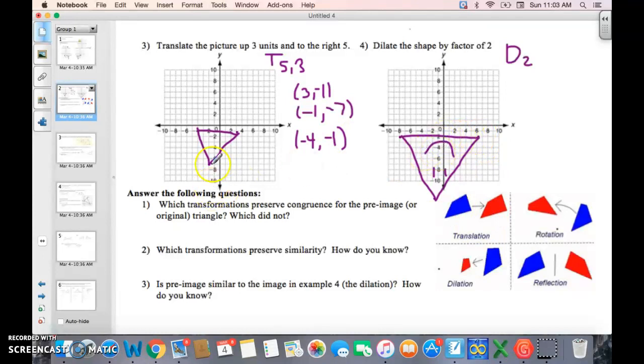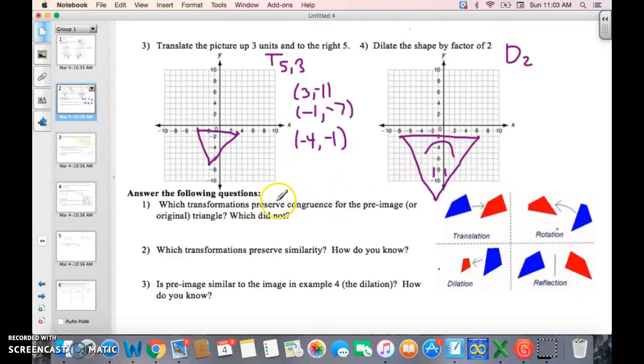Now this figure here and this figure here are similar. And that means that they have the same angle measures, but the side lengths change by a scale factor of 2. So this side right here was 1, 2, 3, 4, 5, 6, 7 long. Now it's going to be 14 long. 1, 2, 3, 4, 5, 6, 7, 8, 9, 10, 11, 12, 13, 14. Okay.